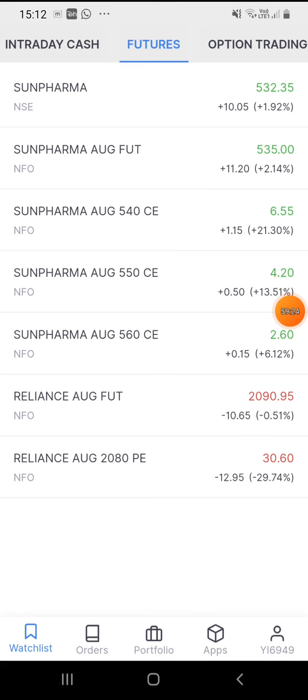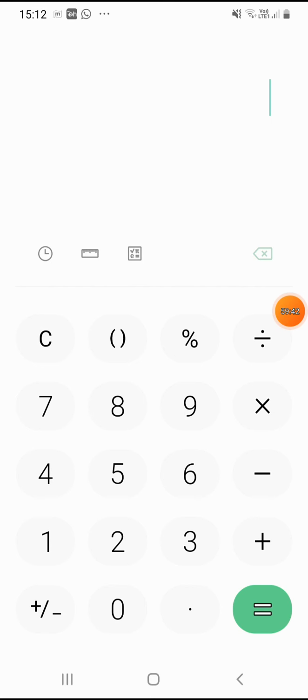Here our calculation is that Reliance will come down to 2080 and we bought PE at 30. If our calculation is right and Reliance comes down to 2080, this will at least become 36, because PE will increase. That is an increase of 6.6 into 505, which means 3,000 rupees is profit. Okay, so what was the investment? The investment was 15,453 and we got a profit of 3000. Okay, so hope you understood.